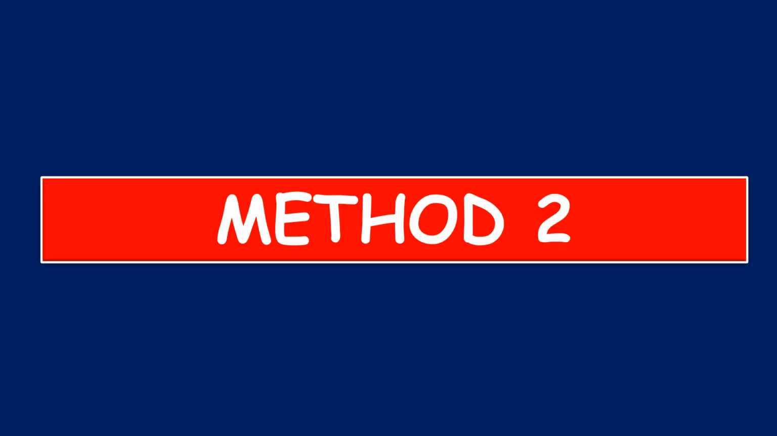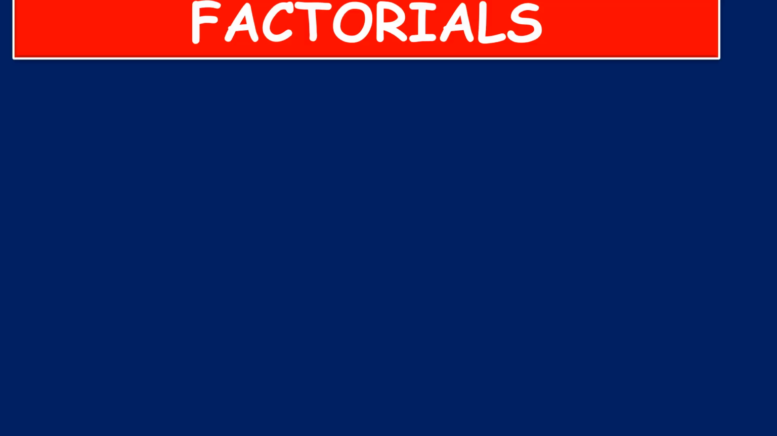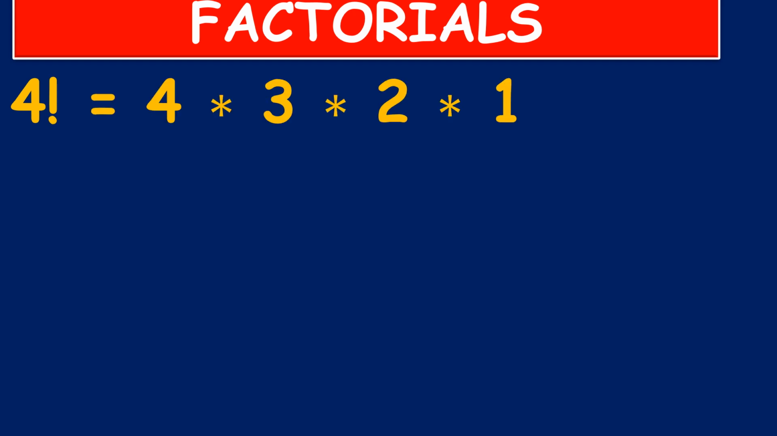Let's take a look at this next method. So we will be looking at method 2. Let's look at this particular expression once again, which is 4 factorial. And like we know, it is equal to 4 times 3 times 2 times 1. We start with 4. We go down one step until we get to 1. So we start with 4 and then we end with 1.